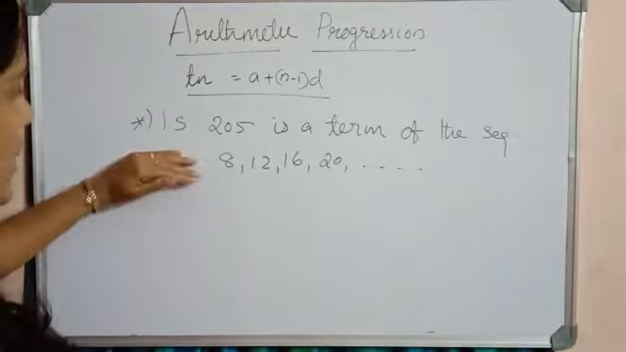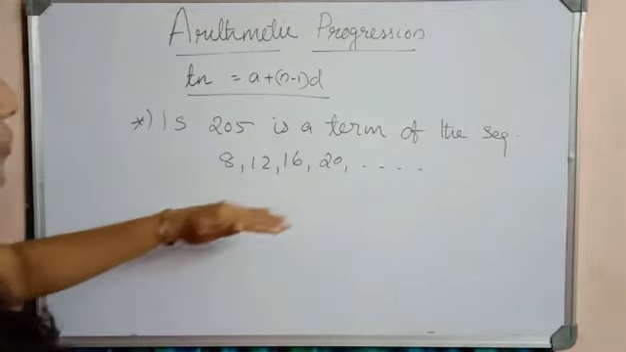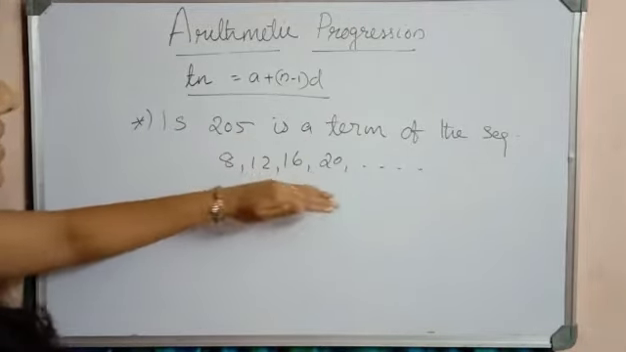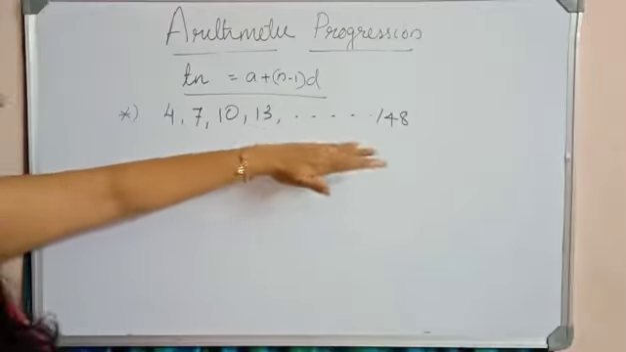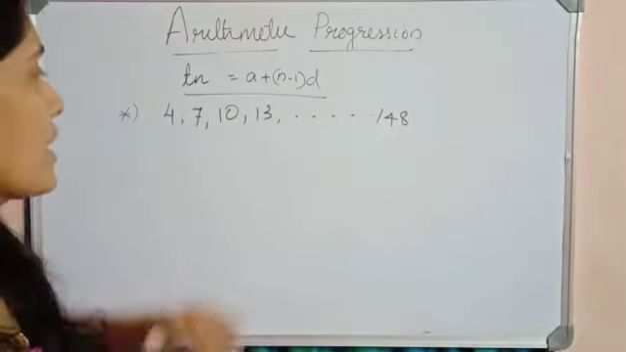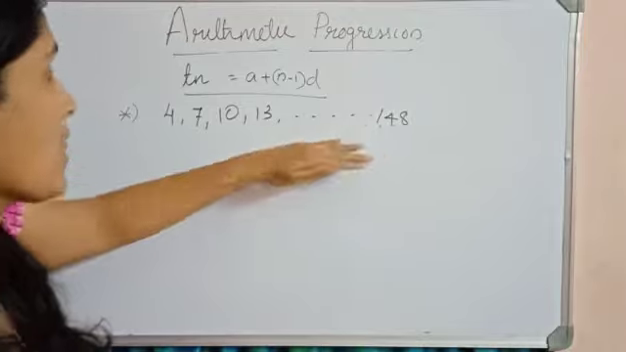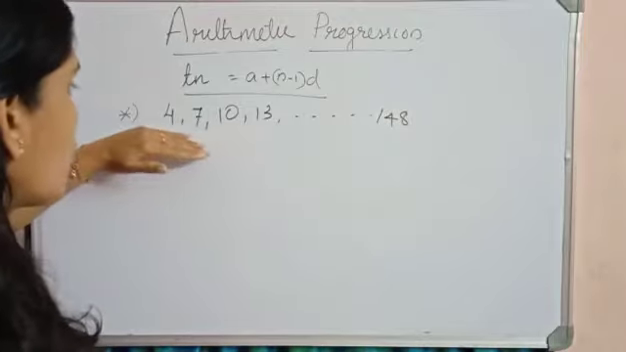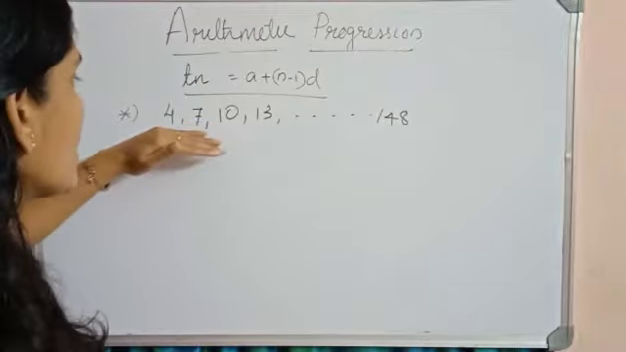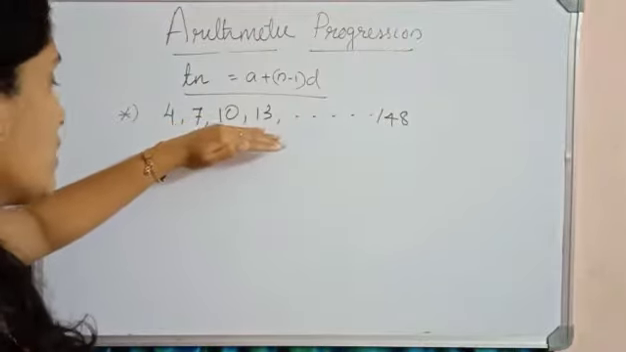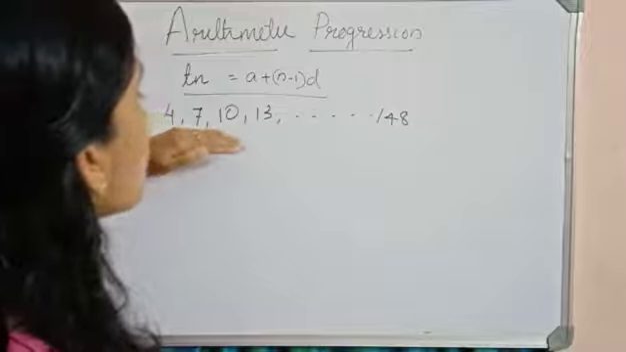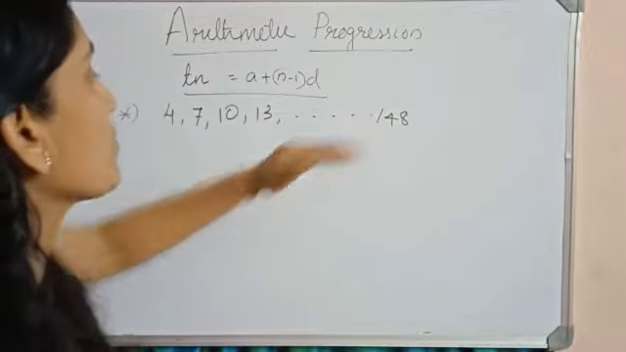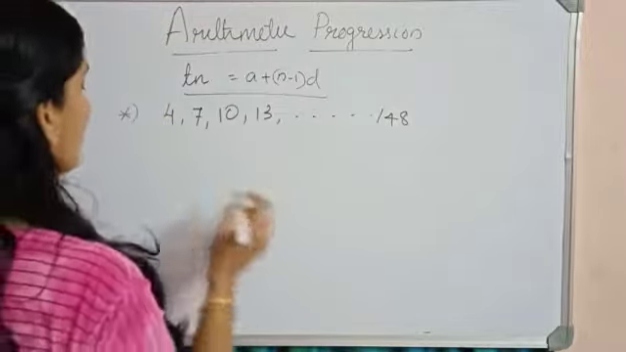Now, you need to check whether 205 is a term of the sequence 8, 12, 16, 20, etc. Now consider another one: we need to find the number of terms. The last term of the sequence is given. It's an AP 4, 7, 10, 13, etc. Since the difference between two consecutive terms is the same, we need to check how many terms are there in this particular sequence.